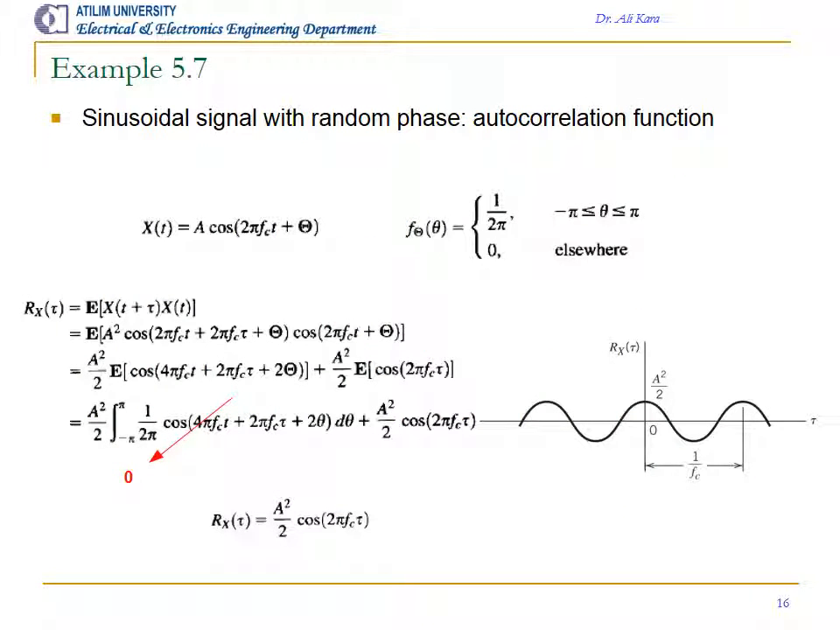Example 5.7. Autocorrelation function of a sinusoidal signal with random phase can be found by employing the methods we just saw. R x of tau is A squared over 2 cosine of 2 pi fc tau, where x of t is A times cosine of 2 pi fc t plus theta. Theta is the random phase, which is uniformly distributed over minus pi and pi.